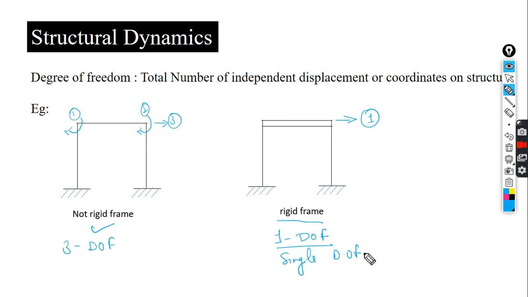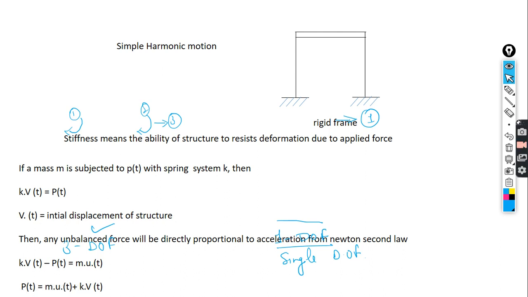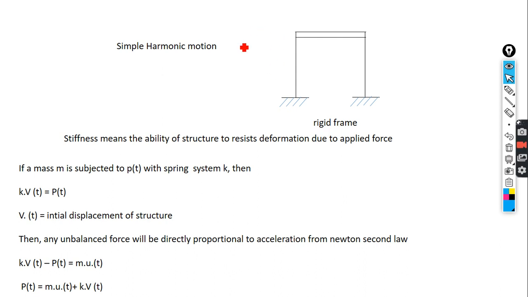So why do we need simple harmonic motion in structural dynamics? Let me explain what actually happens in the simple harmonic motion of a rigid frame. In that context, we first need to understand stiffness. Stiffness means the ability of a structure to resist deformation due to an applied force.